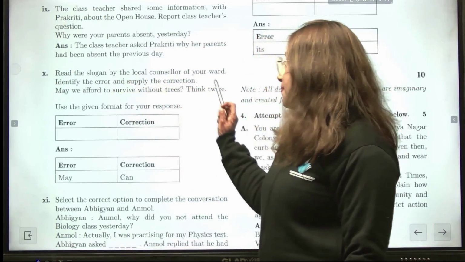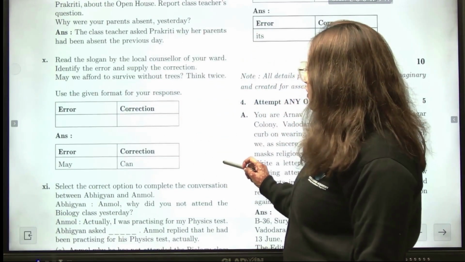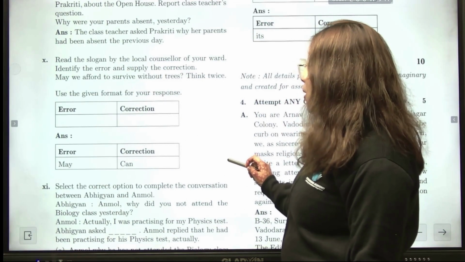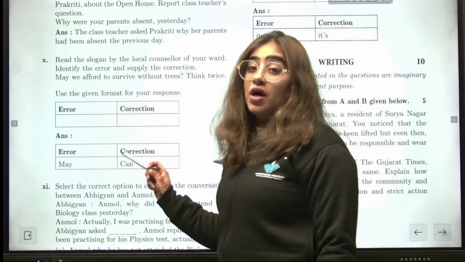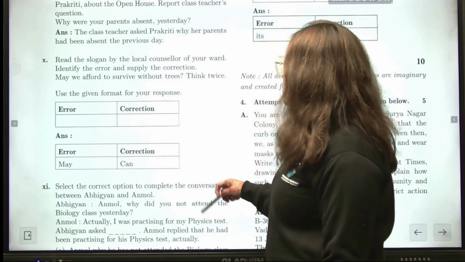Read the slogan by local councillor of your ward. Identify the error and supply the correction. May we afford to survive without trees? Think twice. ठीक है. May we afford नहीं होगा. Can we afford to survive without trees? Think twice.